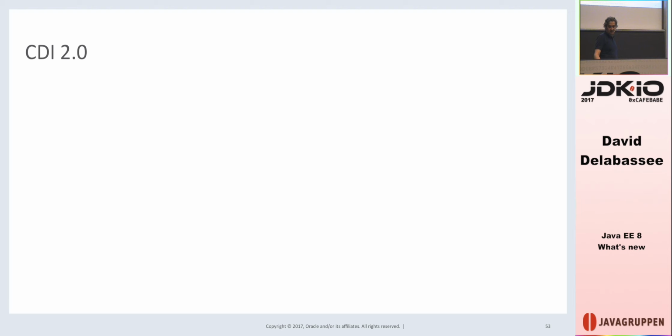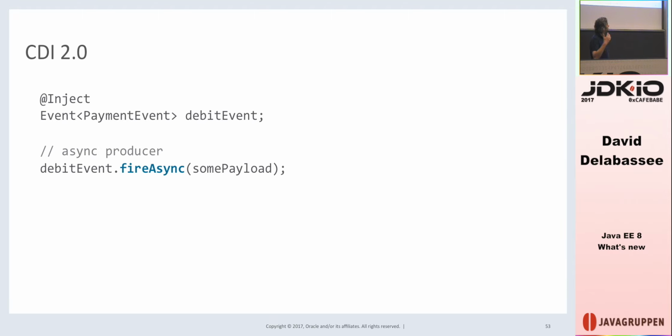So something else which is part of CDI 2, and for me it's really the nicest improvement of CDI. If we look at the previous example, they were synchronous. That means that everything was done in the calling thread, the consumer and the observer. But now in CDI 2 we have support for asynchronous events. It works exactly the same way. The only difference is that this time we are using this new fireAsync method to specify that this event should be fired in an asynchronous fashion.